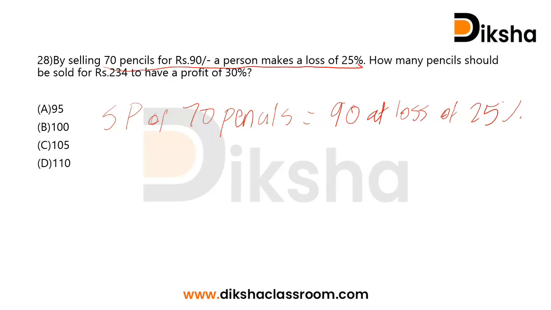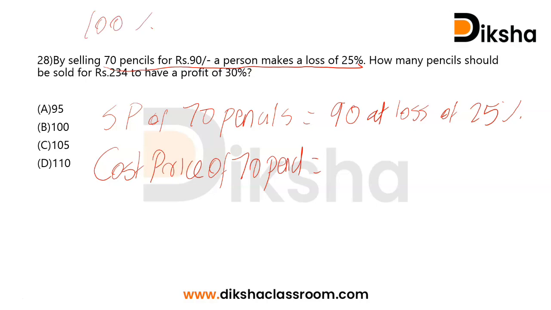So there is a loss of 25%, from which we can find the cost price. Cost price of 70 pencils. Since there is a 25% loss on the SP of 70 pencils, the cost price will be 75% of that. Remember, if you sell at 100% of the cost price, the same as the selling price, there is no profit or loss. If you have a 10% profit, then we can say it as 110% of the cost price. If you have a 10% loss, the selling price is 90% of the cost price.